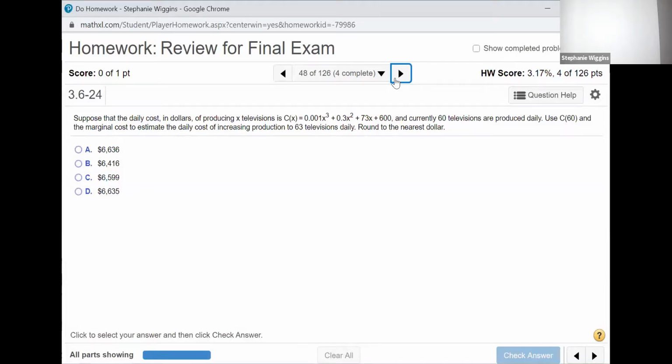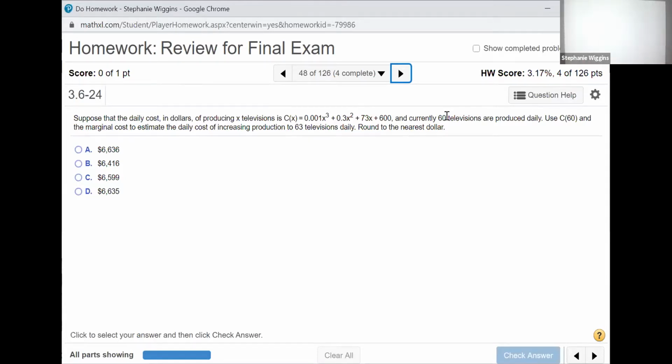Here's another one of those linearization problems. How do I know this is a linearization problem? Well, I've got 60 units and then I'm changing it to 63, so my change in x is 3. That's a key word. Here is another keyword, estimate, marginal. When you see the word marginal, you know you're going to take the derivative. When you see estimate, you're going to use the derivative to estimate something. That's the linearization. So that's how I know that's the type of problem I have here.